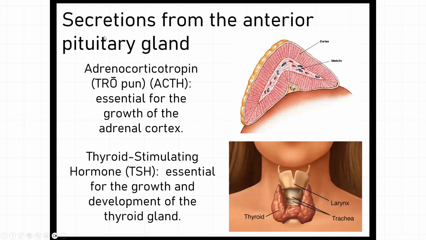We are discussing the secretions from the anterior pituitary gland. Then adrenocorticotrophic hormone, ACTH, is essential for the growth of the adrenal cortex, and thyroid stimulating hormone is essential for the growth and development of the thyroid gland.